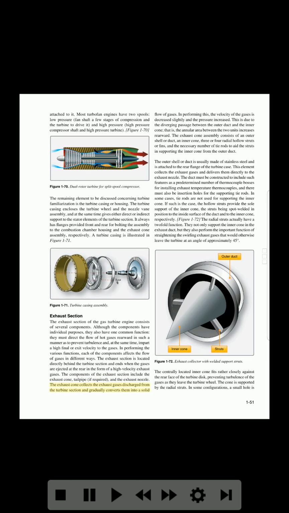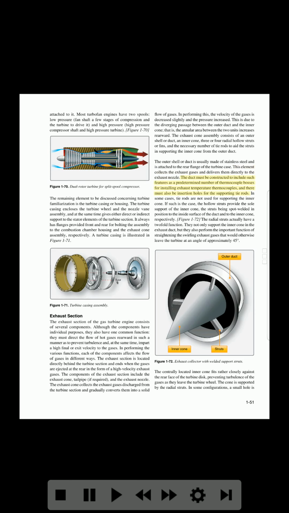The exhaust cone collects the exhaust gases discharged from the turbine section, and gradually converts them into a solid flow of gases. In performing this, the velocity of the gases is decreased slightly and the pressure increased. This is due to the diverging passage between the outer duct and the inner cone. That is, the annular area between the two units increases rearward. The exhaust cone assembly consists of an outer shell or duct, an inner cone, 3 or 4 radial hollow struts or fins, and the necessary number of tie rods to aid the struts in supporting the inner cone from the outer duct. The outer shell or duct is usually made of stainless steel, and is attached to the rear flange of the turbine case. This element collects the exhaust gases and delivers them directly to the exhaust nozzle.